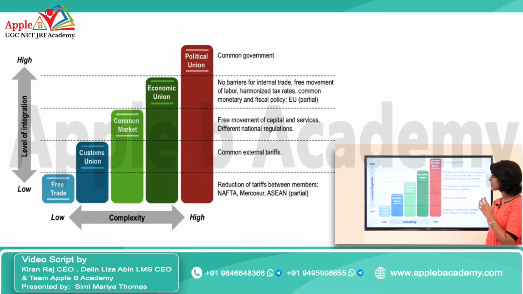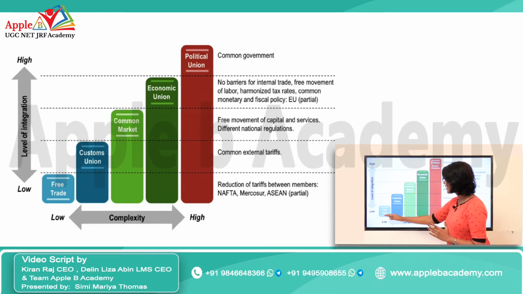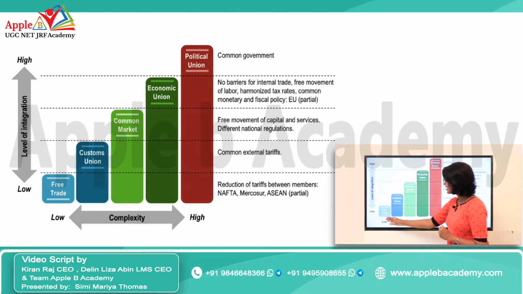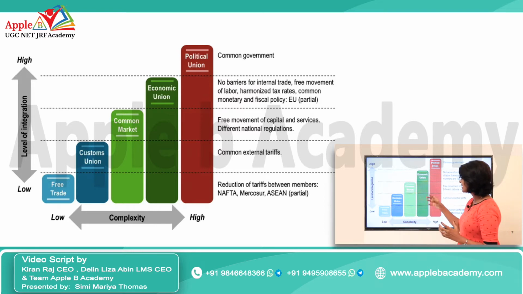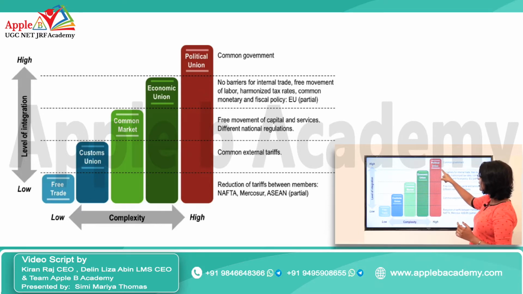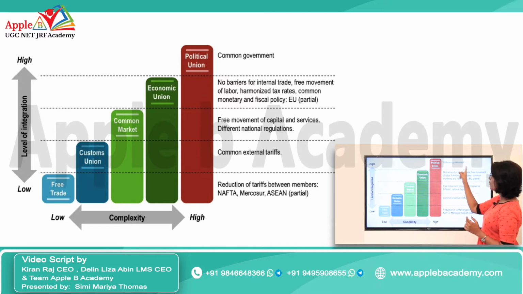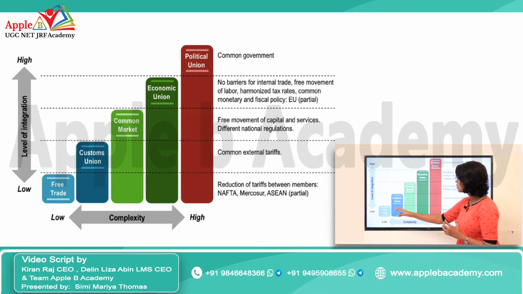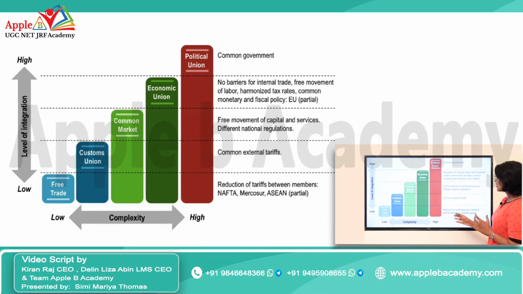There are various phases of economic integration, and most prominently there are five: free trade, customs union, common market, economic union and political union. In free trade the level of integration is very low, and it is very high in political union, because a political union has a common government. The complexity is also very low in free trade and very high in political union.